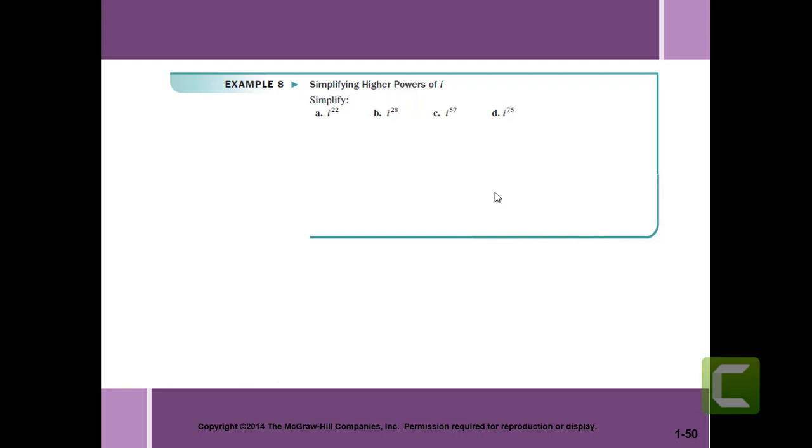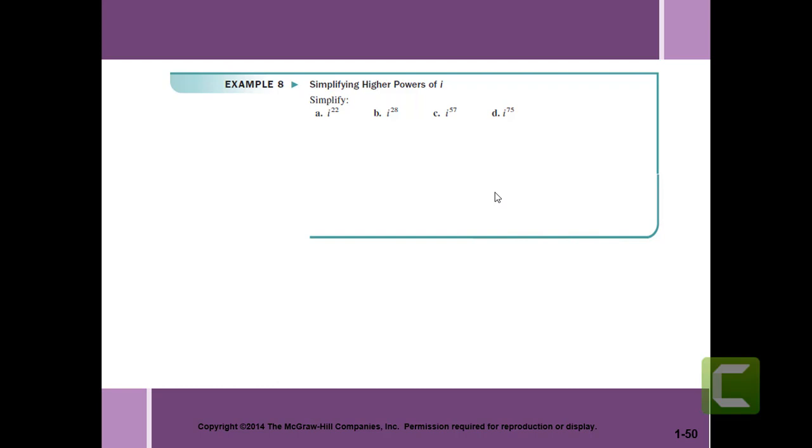Okay, now here's another one. Now I'm going to explain to you how to look at these. So now remember what i means. So i is the square root of negative 1. So i squared is negative 1. But what if I say i to the third? Well, if I know i squared is negative 1, and I multiply that by i, then I get negative 1 times i. So I get negative i. So in other words, if we want to simplify this, i to the first is i, which is the square root of negative 1. i squared is equal to negative 1.